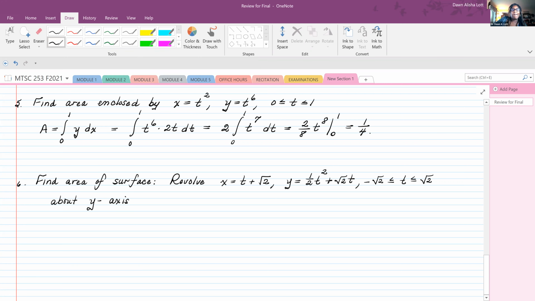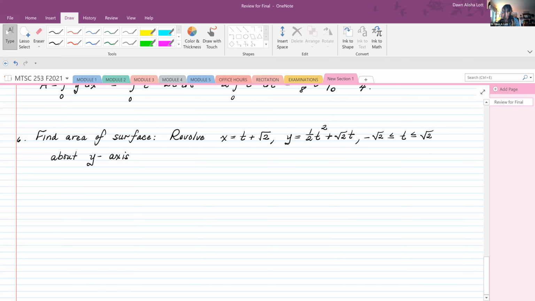Okay. So if you want to do that about the y-axis, your surface area in general will be the integral from c to d. You have to have your length, which has to be written in terms of x as a function of y.